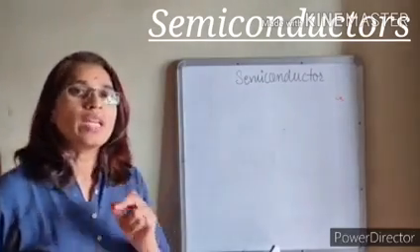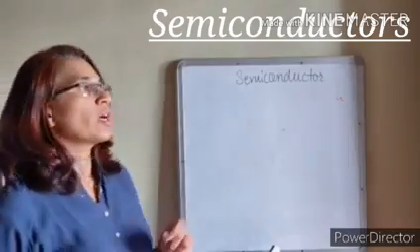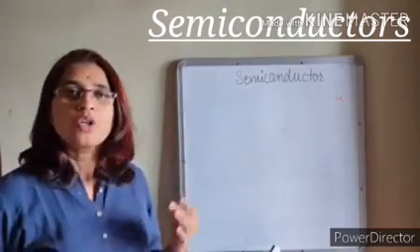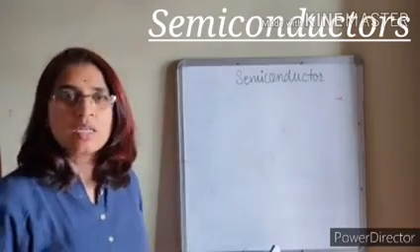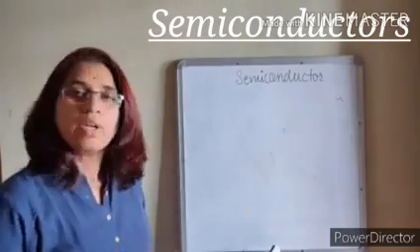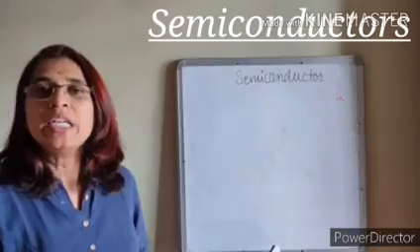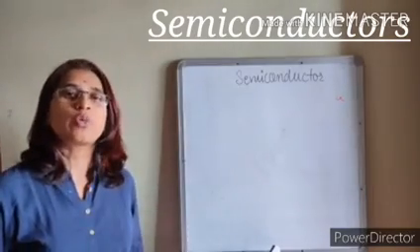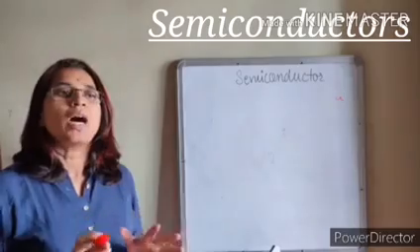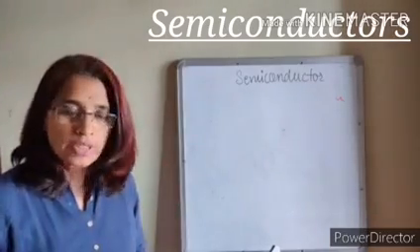Conductors have one electron in the last orbit. Those are silver, copper, gold. These are the conductors which can easily carry the current. The second group is insulators, which have 8 electrons in the last orbit. It means that they have the complete octet.